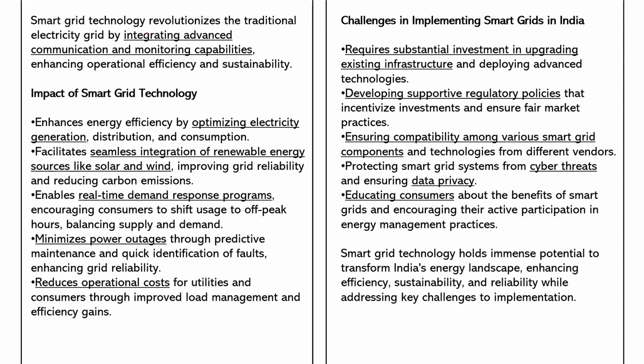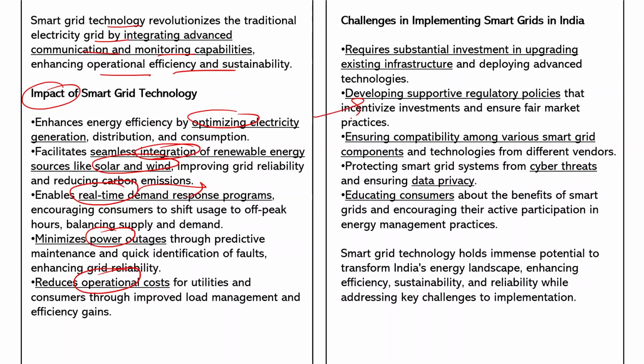So you can see smart grid technology revolutionizes the electricity grid by integrating advanced communication and monitoring capabilities, enhancing operational efficiency and sustainability. So impact is optimizing electricity generation, seamless integration of renewable energy, right. So you can combine solar and wind power. So if solar is not there, you can get power from the wind energy, right? Similarly, if wind is not there, you can get power from solar energy. Enables real time response, right? Minimizes power outages, reduces operational costs.